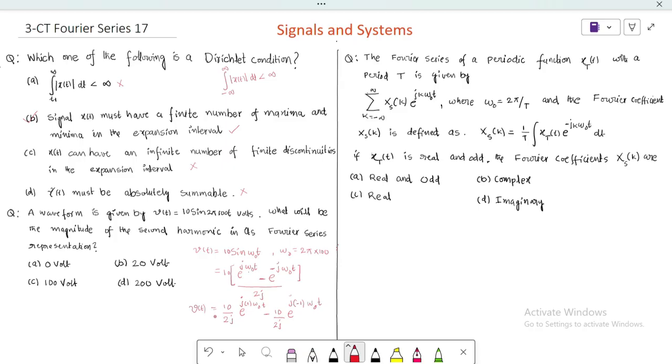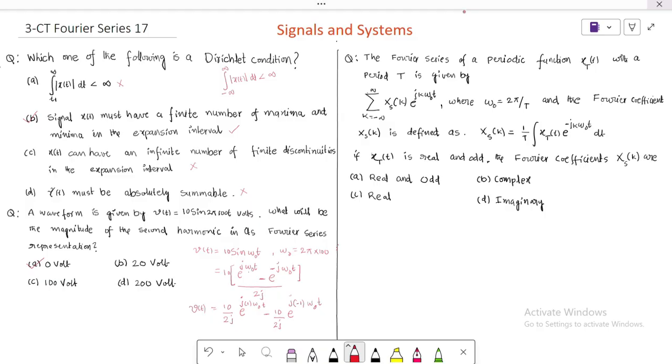So the signal doesn't have a second harmonic. It has only the first harmonic, and the second harmonic goes to zero. So the magnitude equals zero.